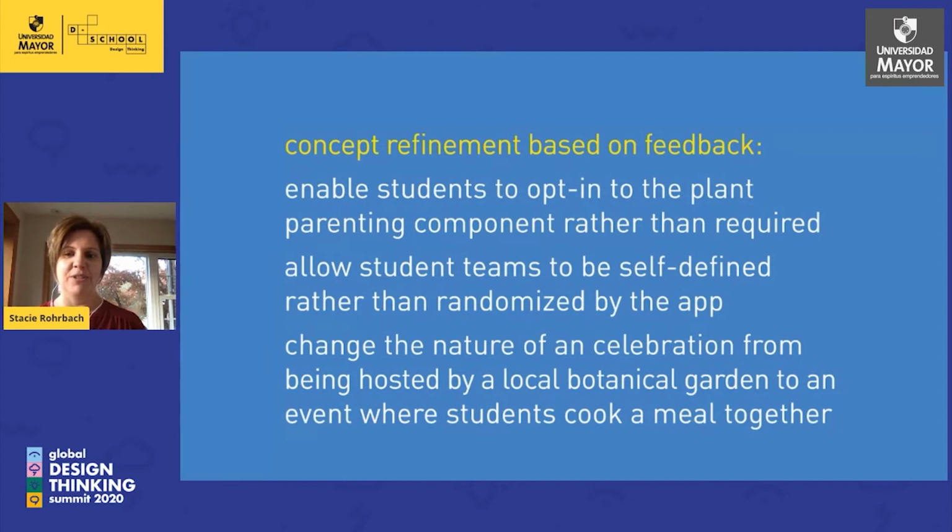Based on the feedback they received from the speed dating session, the food sustainability team made important refinements to the design system. For example, they enabled students to opt into the plant parenting component rather than requiring participation. Being mindful of social needs of participants, the team shifted the configuration of students' teams to be self-defined rather than randomized by the app. The team also changed the nature of an end-of-year celebration from being hosted by a local botanical garden to an event where students cook a meal together.